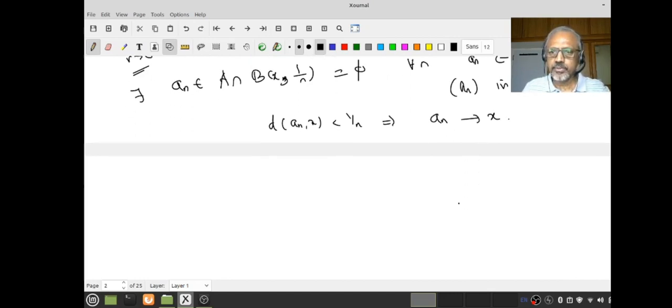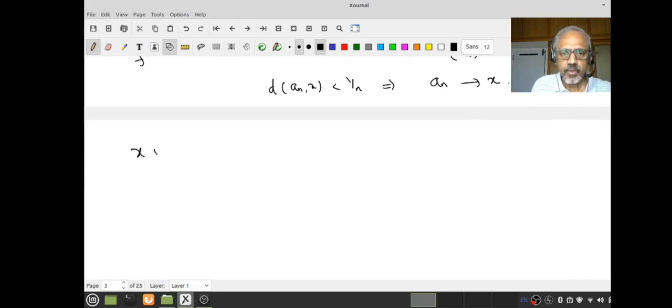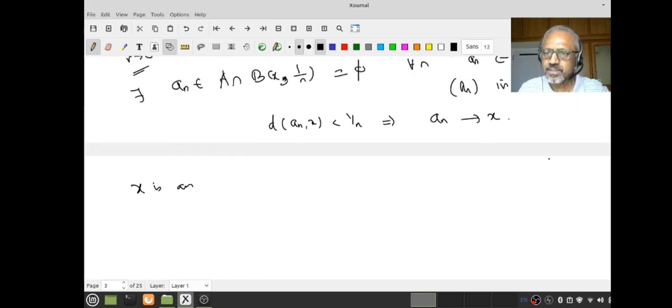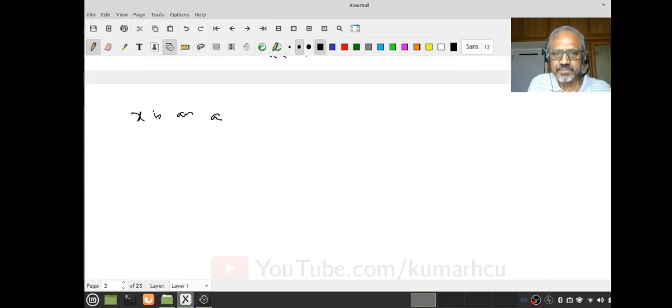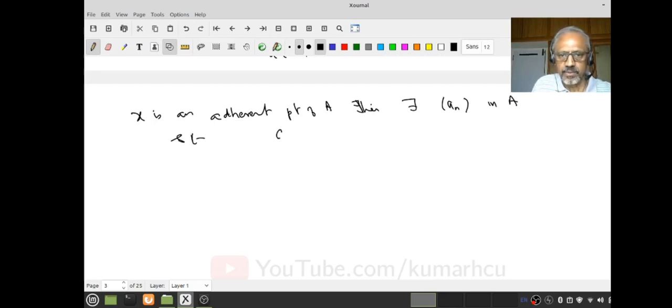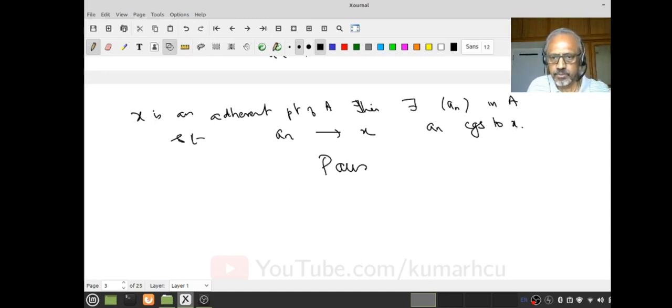So what have we found? If x is an adherent point of A, then there exists a sequence a_n in A such that a_n converges to x. So what is the next question you can ask? So pause, review, proceed.